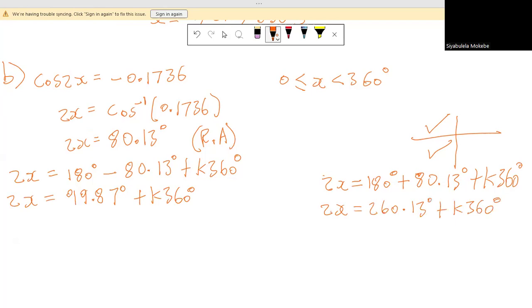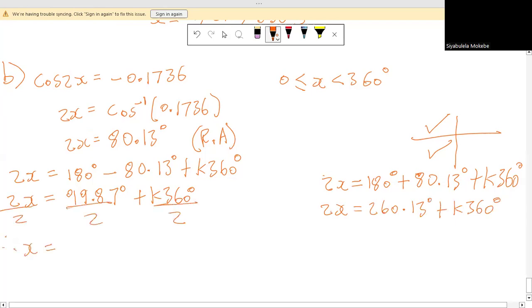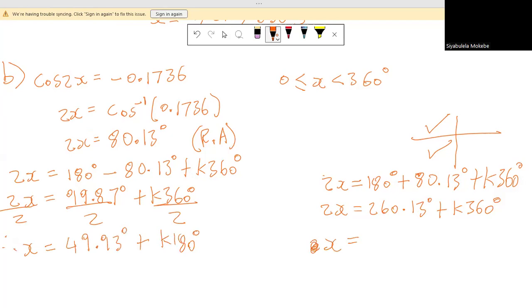Therefore, my x now is equal to 49.93 plus K 180. Here, x is equal to, calculator, 130.07 plus K 360, where K is an element of integers. Okay, so if we were looking for the general solution here, you would stop. But that's not what we're looking for. We're looking for angles given that range.